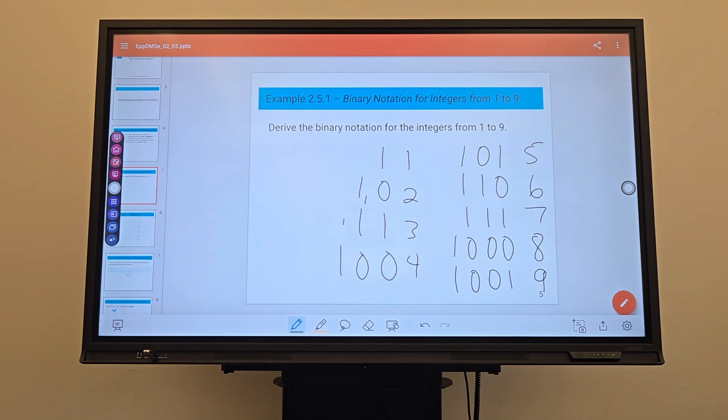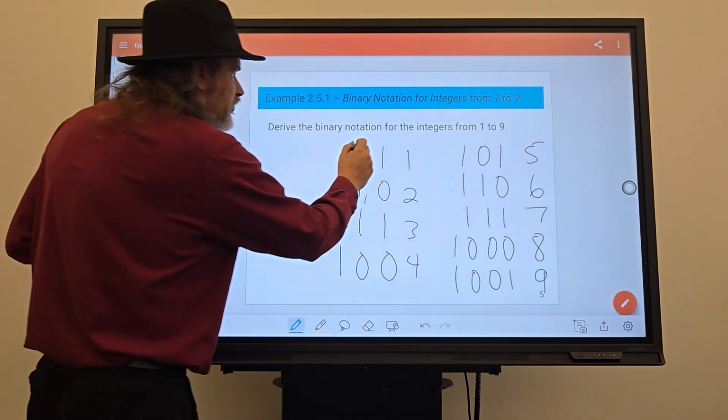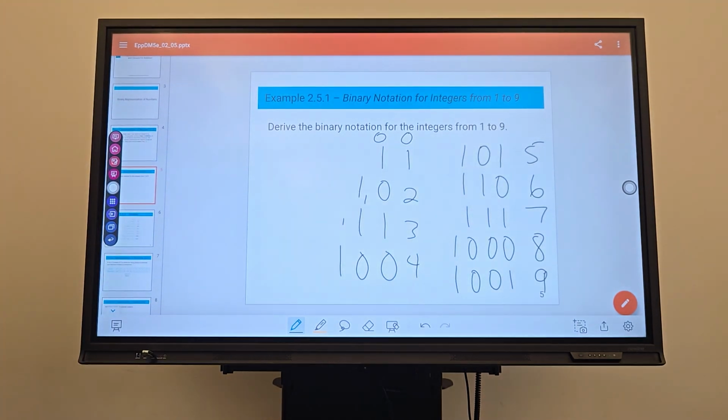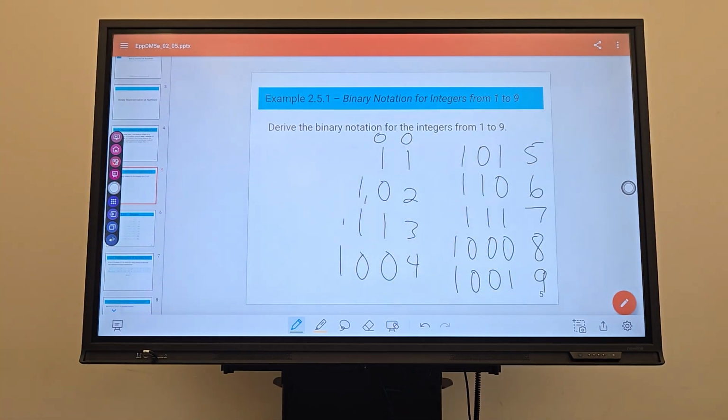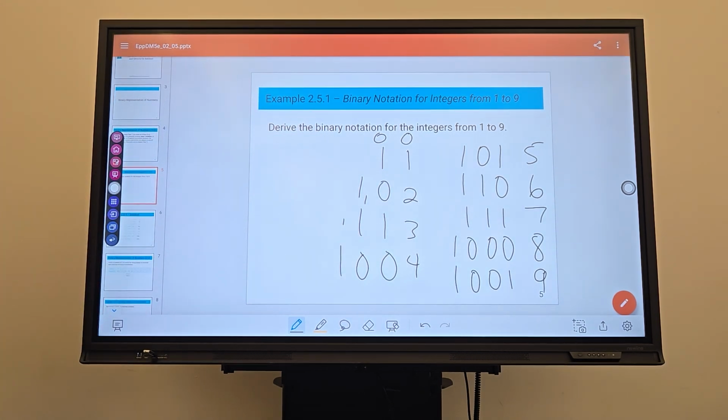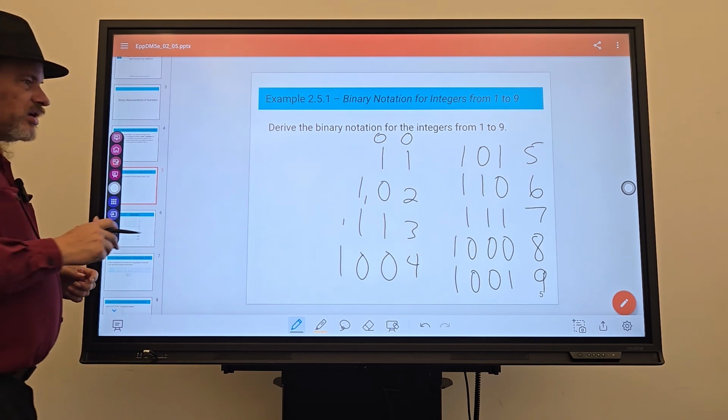Those 10 digits, and 0 for 0, are sometimes referred to as BCD, or binary coded decimal. If you see only those 10 combinations of ones and zeros, it might be binary coded decimal, which some computers will use.